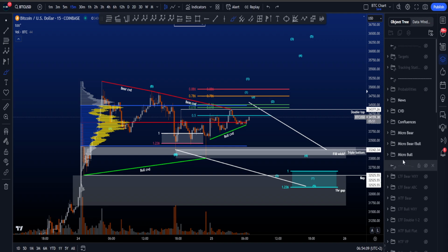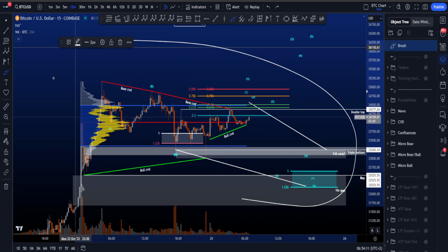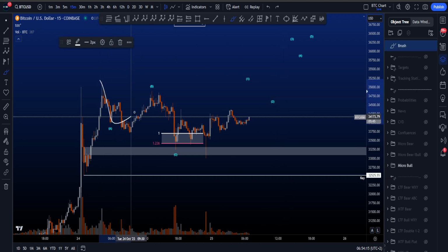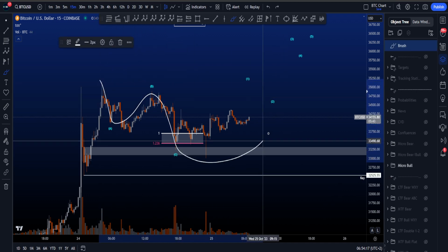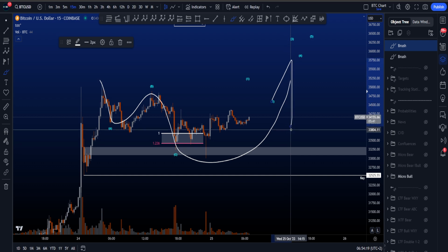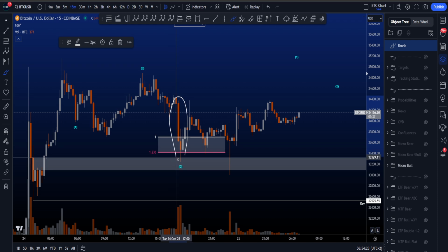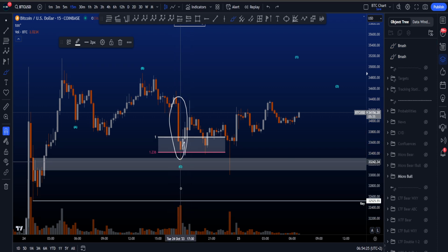Hi everyone, let's go over my bullish and bearish Elliott Wave scenarios on Bitcoin. Starting with the micro most bullish scenario, where we have a finished zigzag structure to the downside and we now look for continuation in an impulsive move. In this particular scenario, these two candles to the downside had the most amount of volume.